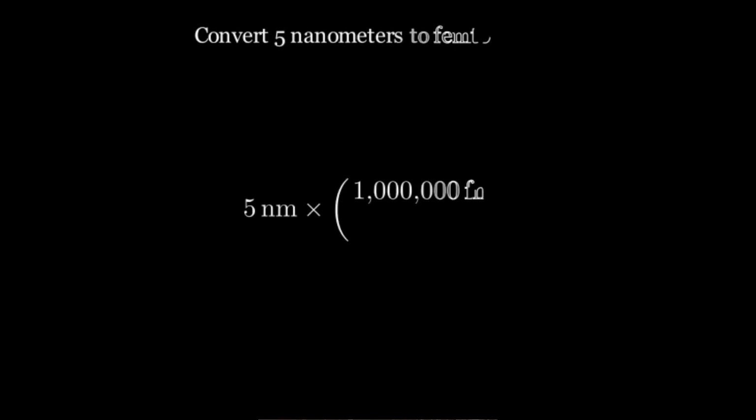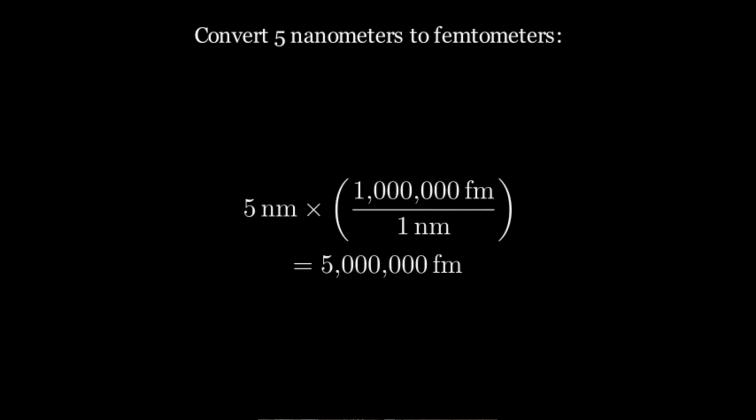There are 1 million femtometers in 1 nanometer. So we use this conversion factor. Convert 5 nanometers to femtometers. The answer is 5 million femtometers.